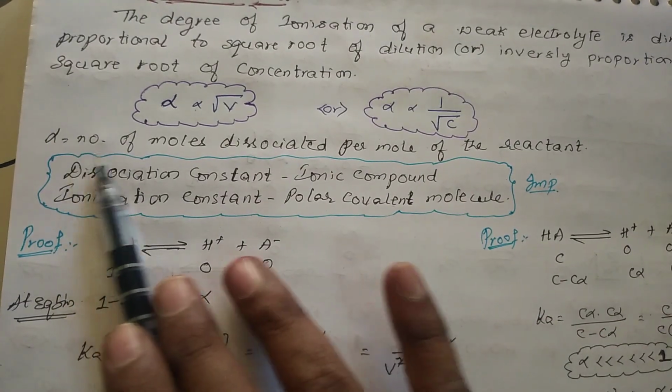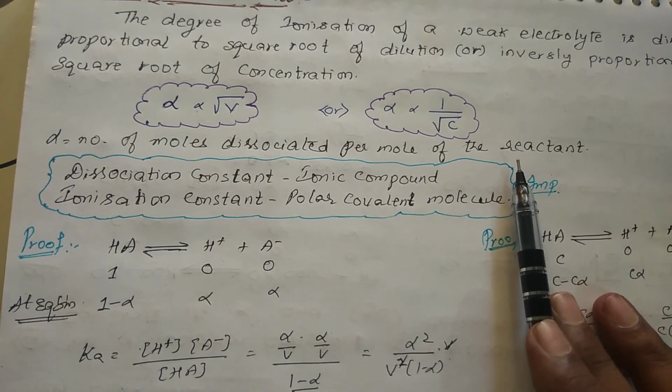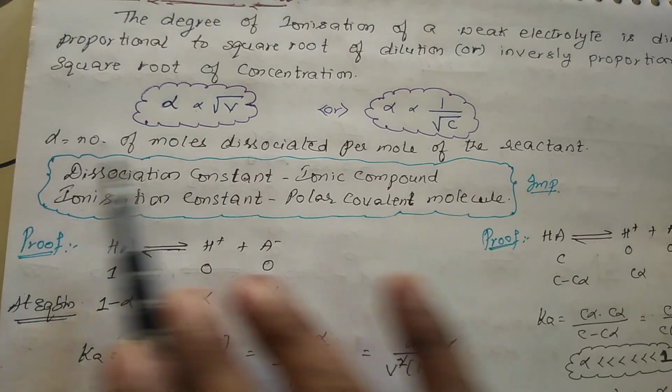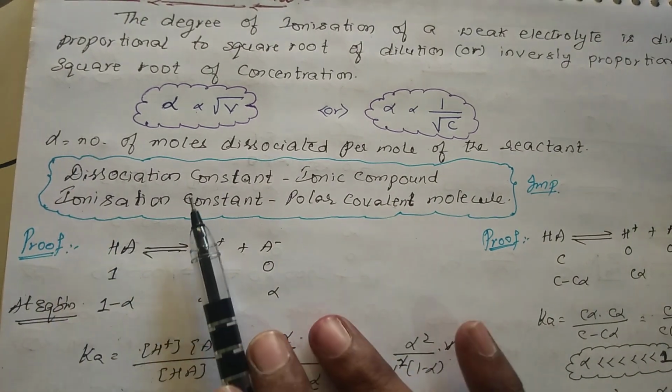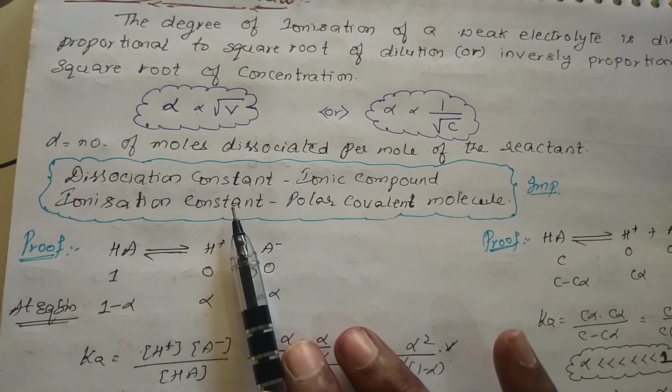So if I take alpha as the number of moles dissociated per mole of the reactant, that is, if I take 1 mole, how many are getting dissociated? That is called the alpha value. And you will be getting confused with the dissociation constant and the ionization constant. Both are the same. Both are nothing but Ka only.